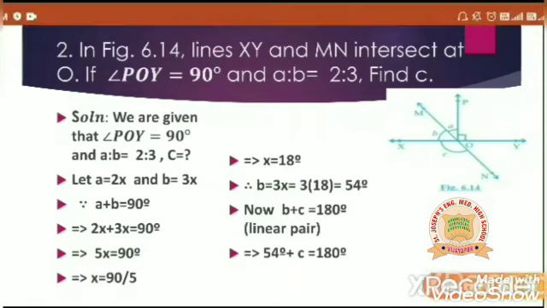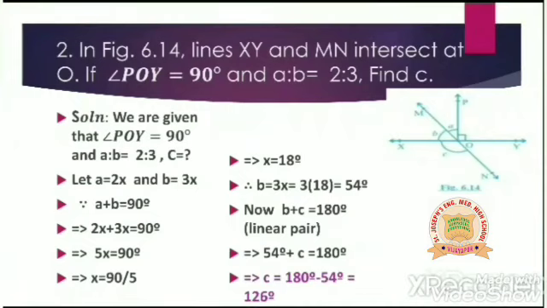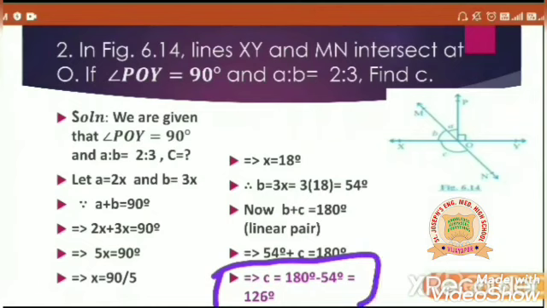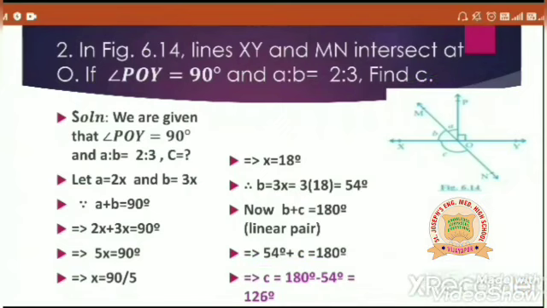Now if you take that 54 to this side, it will become minus 54. So C equals 180 minus 54. That's the answer: 126 degrees. If you subtract 54 from 180, that will be our answer. We have got angle C, and we have solved this. This is the solution for the second question. You can pause the video and note down this answer.